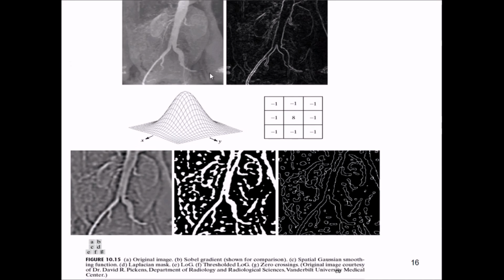Now here we have this A as the original image. This is the Sobel gradient, which is just shown for comparison, to see how Sobel looks. And this is the Gaussian smoothing function. This is the Laplacian mask. This is LOG, that is Laplacian of Gaussian. This is the thresholded LOG, and these are the zero crossings.